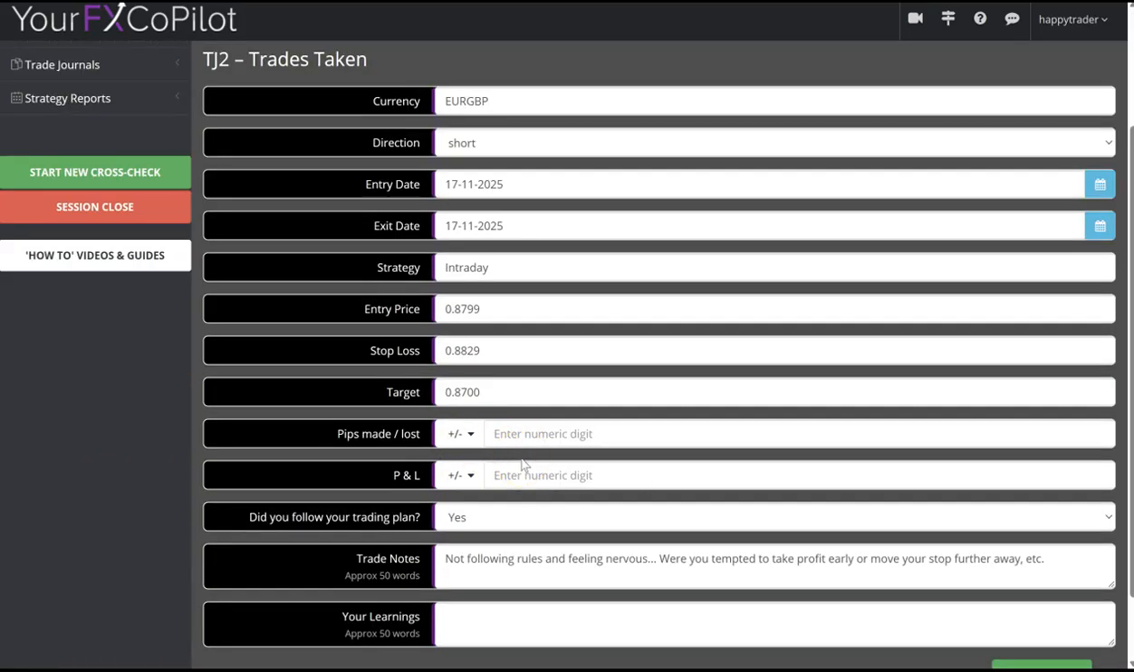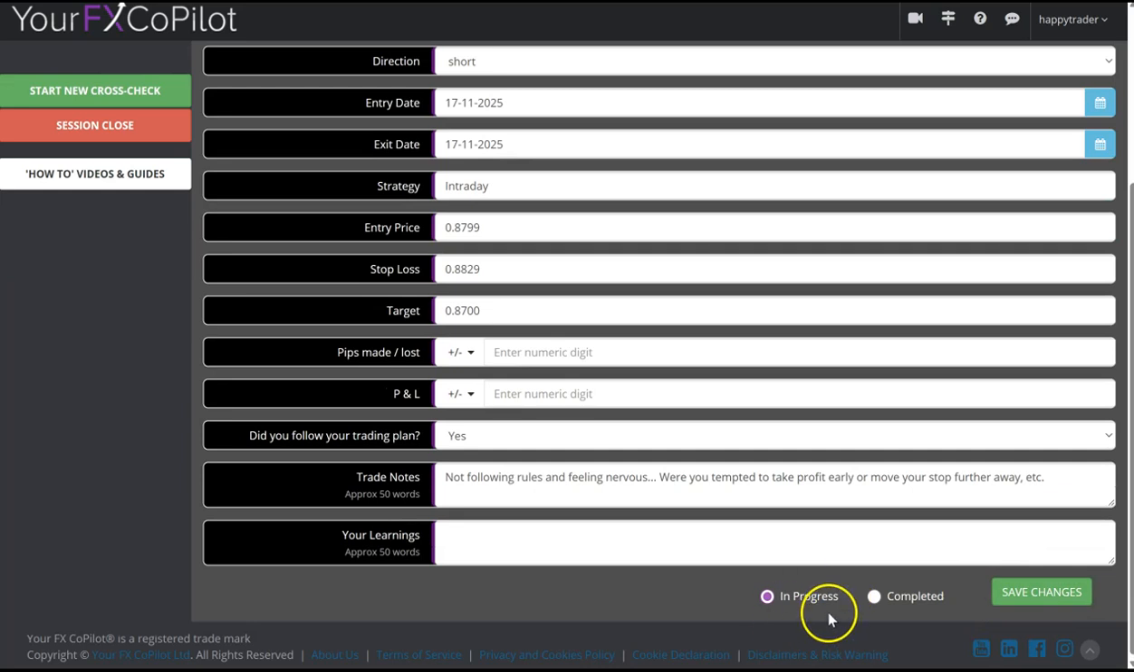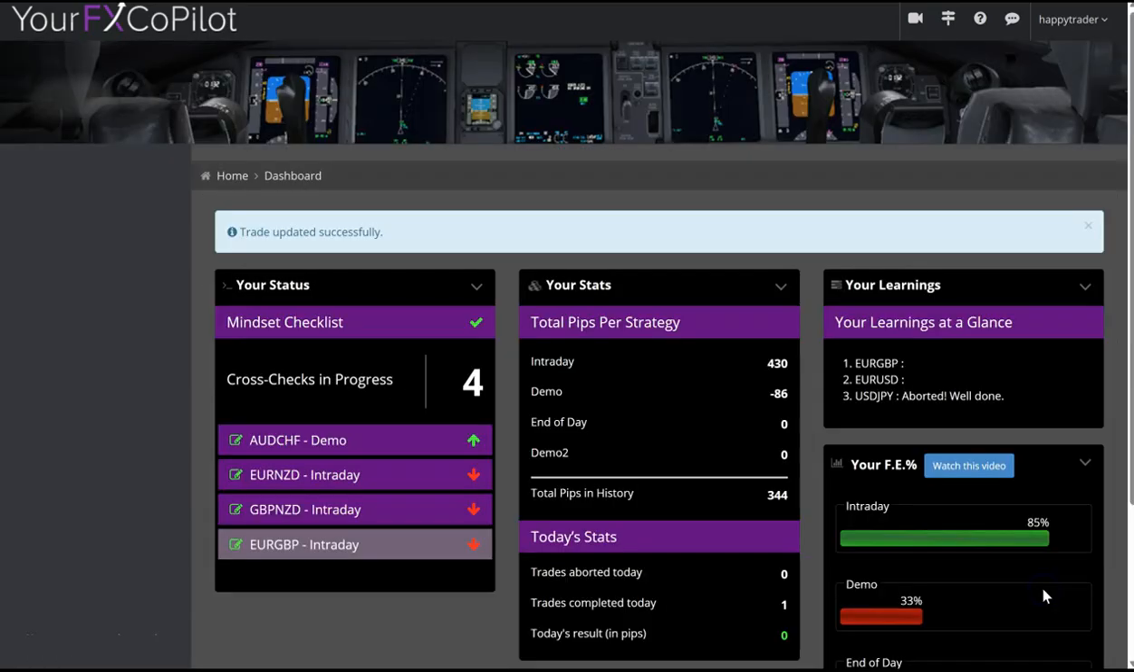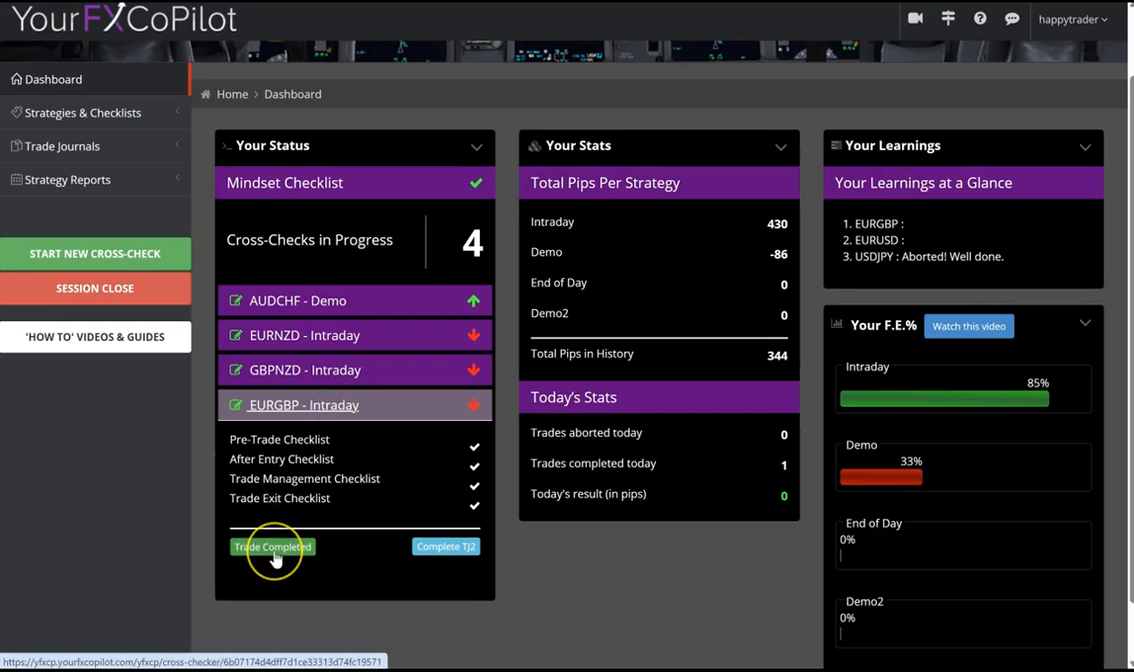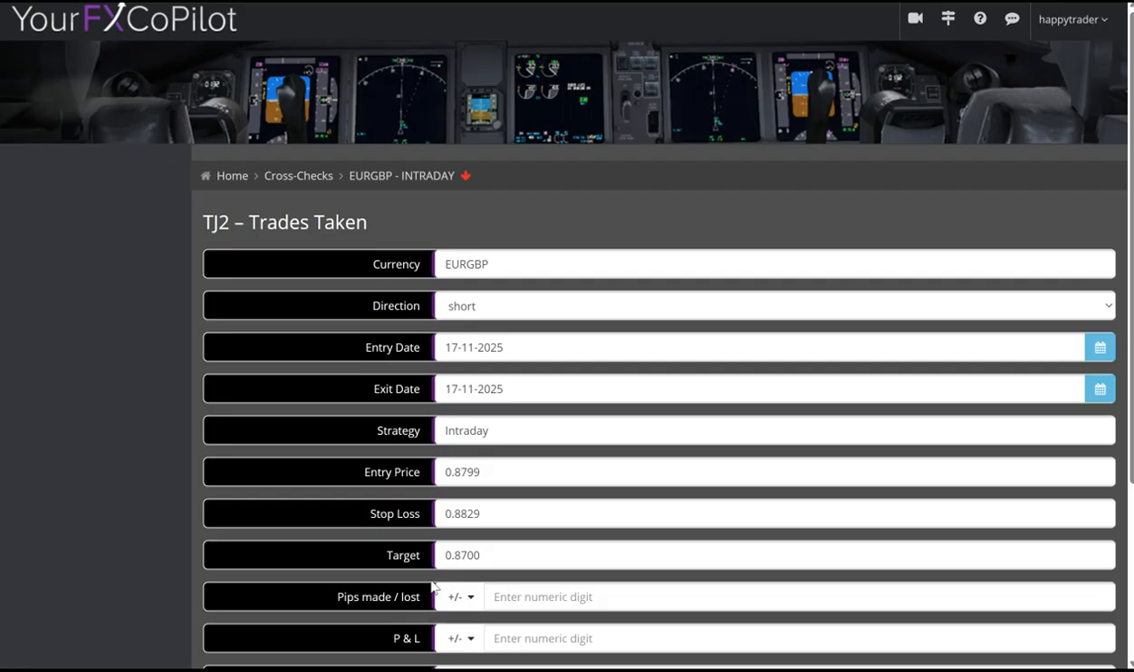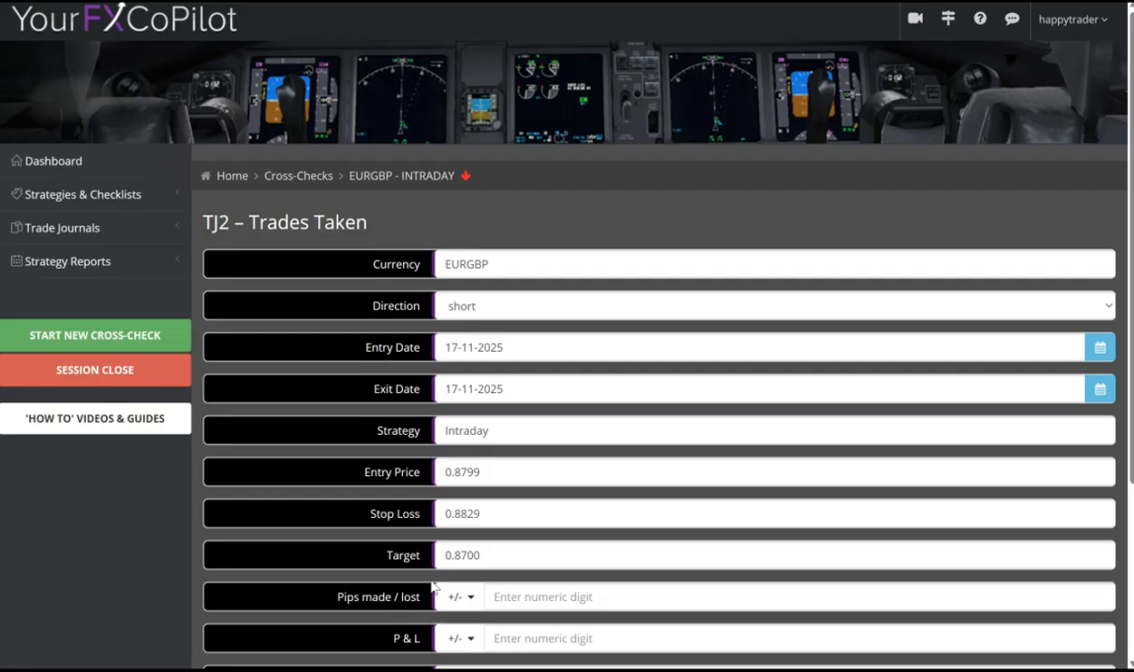P&L you'll need to input. Did you follow your trading plan and your learnings? We'll cover those off in another video. And trade notes, these have also been carried through from the cross-check into the trade journal. And just pointing out at the bottom here that you can mark the trade journal as in progress or completed. If you mark it as in progress, it will remain on your dashboard. It has been grayed out, but you can see that the trade here is marked as completed, and you can press this button here to go back to the trade journal, and you can complete it anytime you like.